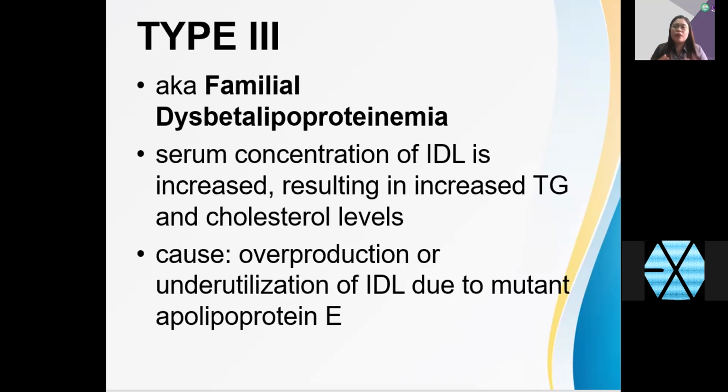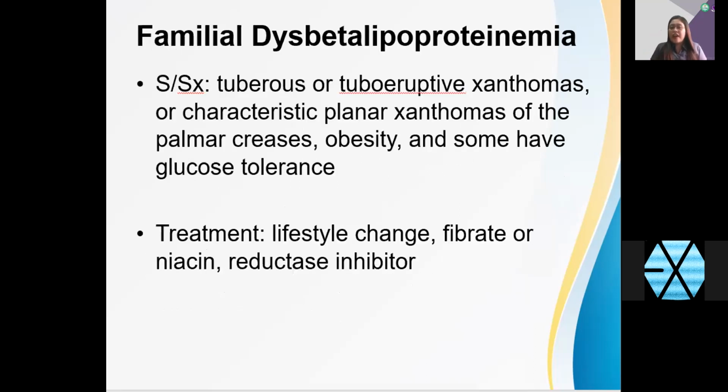because of a mutation gihapon, a problem with the gene expressing the apolipoprotein E. So this type of protein actually uses the IDL. So pag nag-underutilize na siya mo na nga mudaghan kaayo ang IDL, that will lead to the increase in the TG and the cholesterol. Now, what are the signs and symptoms of familial dysbetalipoproteinemia?